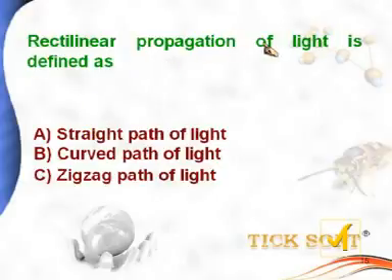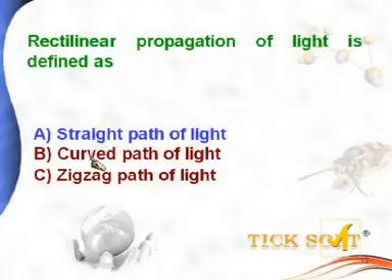Rectilinear propagation of light is defined as, the options are option A, straight path of light, option B, curved path of light, and option C, zigzag path of light. See, what is rectilinear motion? Rectilinear motion is that in which the object moves in a straight line. We say that the object is in rectilinear motion. So now they have asked for rectilinear propagation. Rectilinear propagation of light means what then? It is a straight path of light.